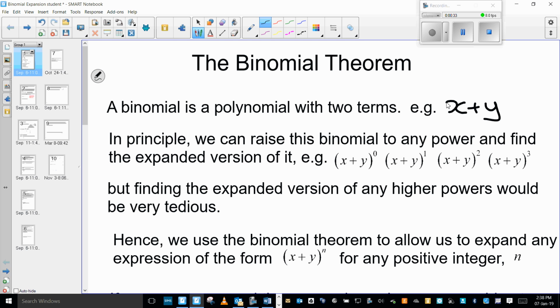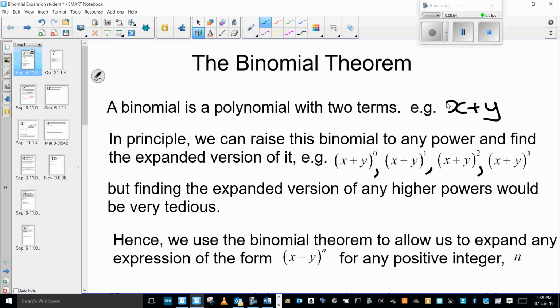So we could have x plus y all to the power 0, or x plus y to the power 1. We can have x plus y to the power 2, we can have x plus y to the power 3. These are all different expressions. So we could do that.